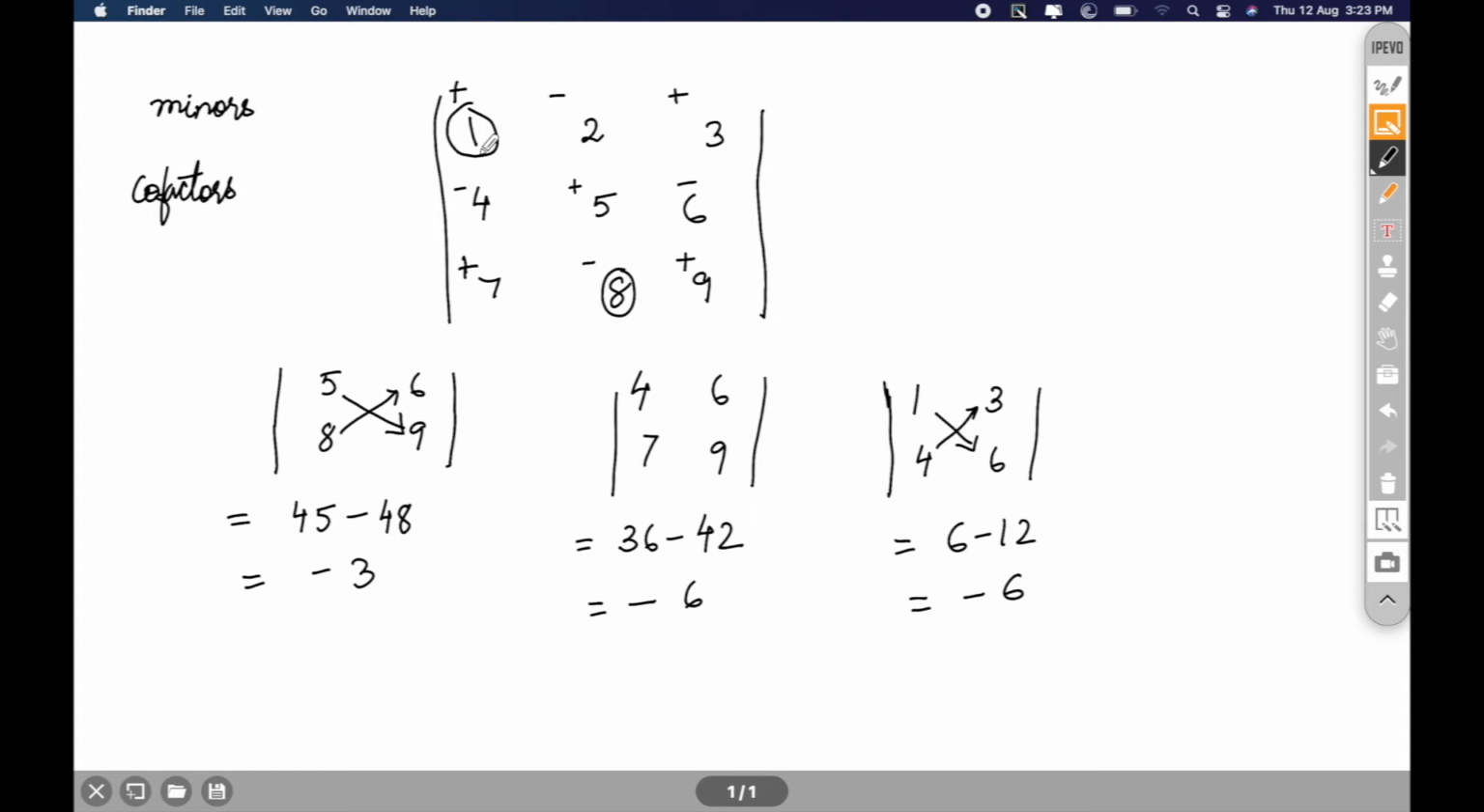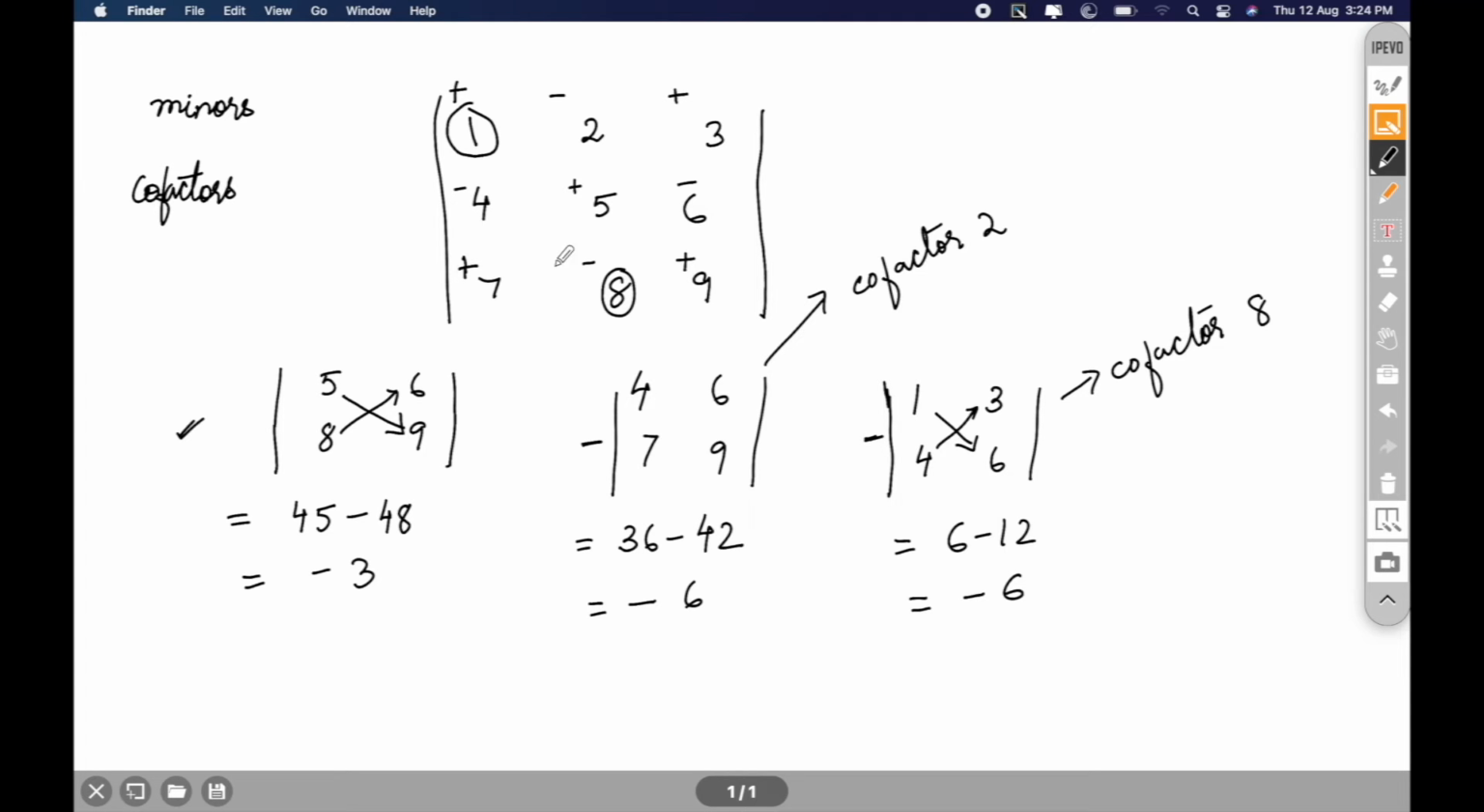So the cofactor of 1 is the same as the minor of 1, right? Next, cofactor of 2. You can see I have written a minus sign here. So the minor should have a negative sign in front of it to become the cofactor. This is now the cofactor of 2, right? Next, I had written this as a minor of 8. Remember? Now look at the sign 8 has. 8 has a negative sign. So as this minor is given a negative sign now, this becomes the cofactor of 8.